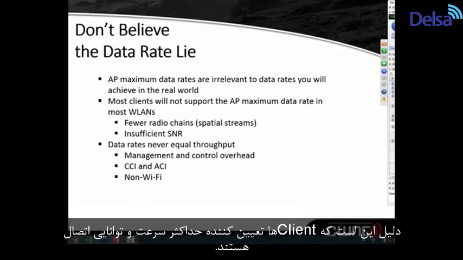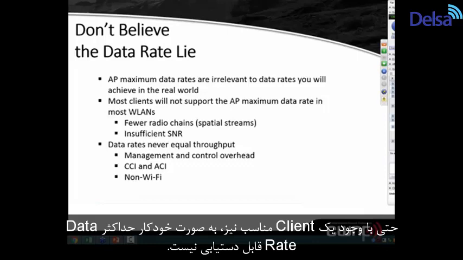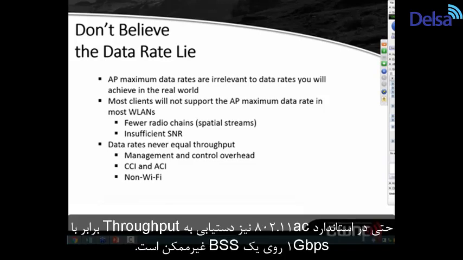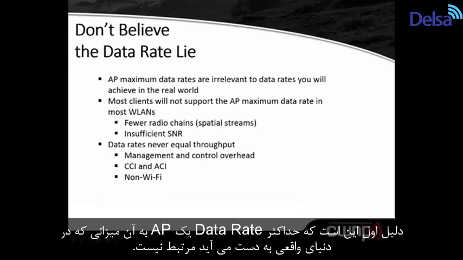And why is that? Well, it's because the client is the factor that determines the data rate they're going to connect at as far as the maximum capabilities. And even with a client, the maximum data rate capability of that client does not automatically mean that they are going to achieve that maximum client data rate. So let's talk through this. And I'll start with a summary statement that might be shocking to some. Even 802.11ac wireless LANs rarely see anything close to 1 gigabit per second in a BSS.